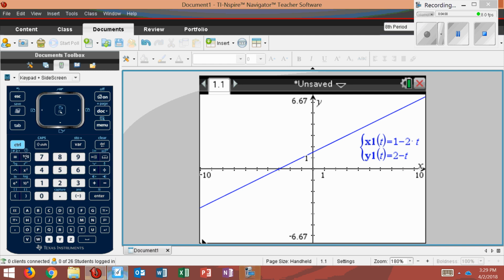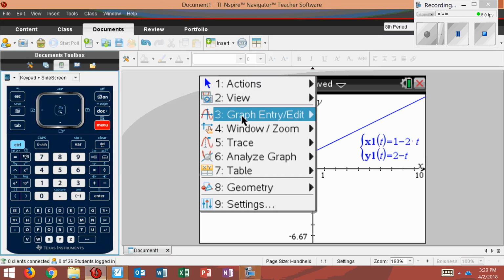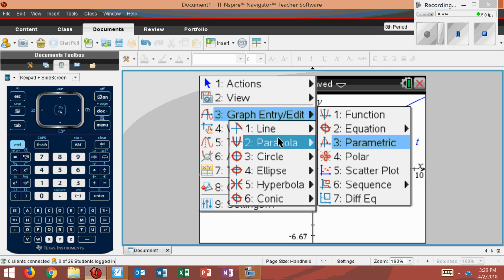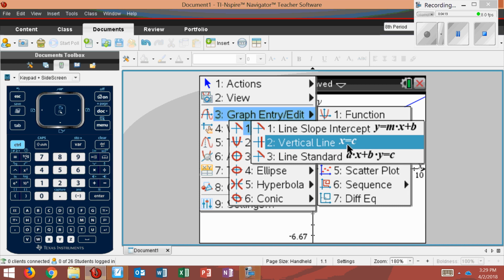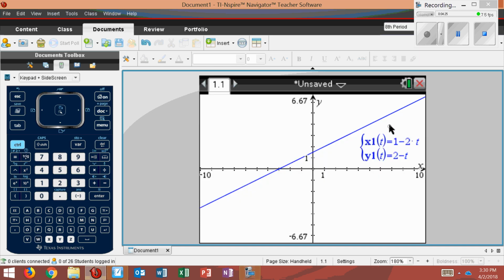Now that other equation I got, you can type in either one. You can type in the function: you go menu, graph entry, and choose function to type it in as y equals. If it's x equals, you can go to menu, graph entry, and choose equation and choose a line, and you could type it in. There's a y equals form. This is an x equals, just a vertical line, and then you could have a standard example like this, but I'll just choose this one.